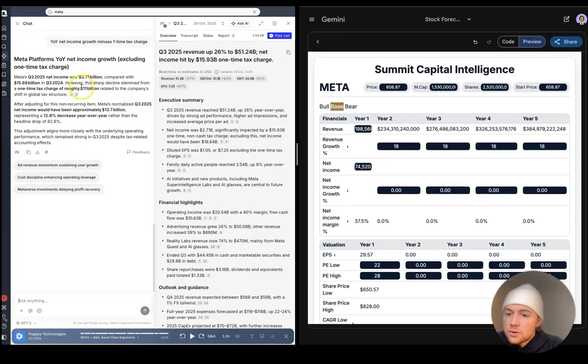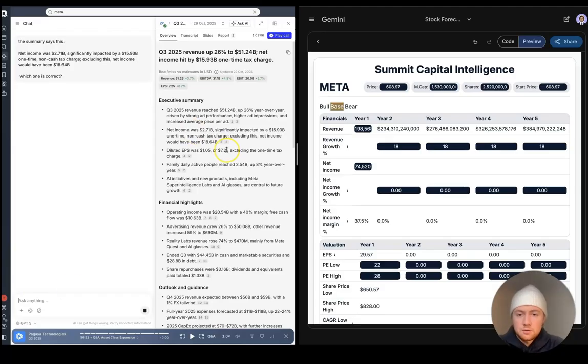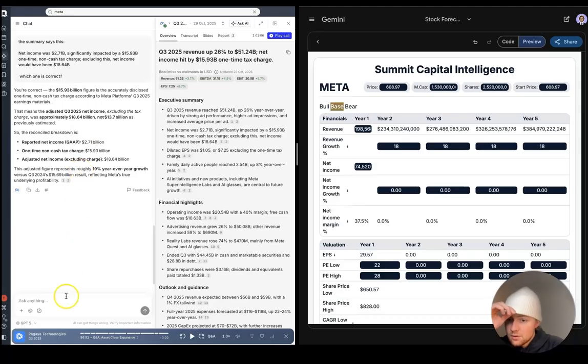Okay, let's see. One-time tax charge of 11 billion. This says 13. Well, that doesn't make any sense. So this is giving me two different numbers here. Give me 1 sec, guys. Yeah, I'm pretty sure the one-time charge was more like 16 billion.